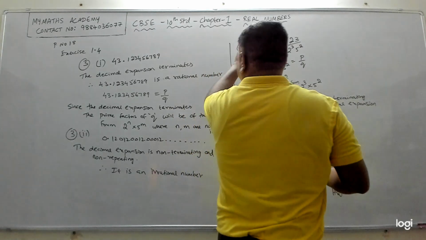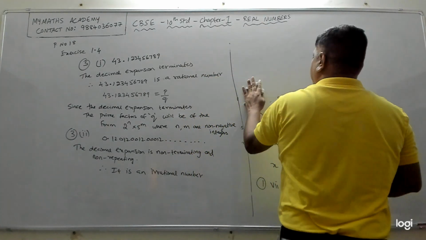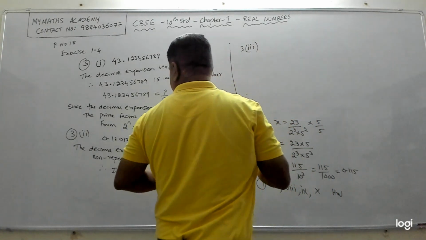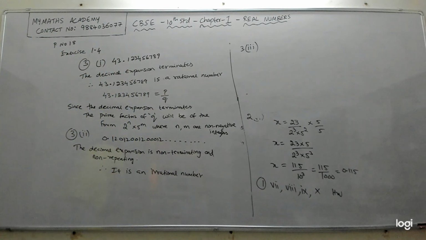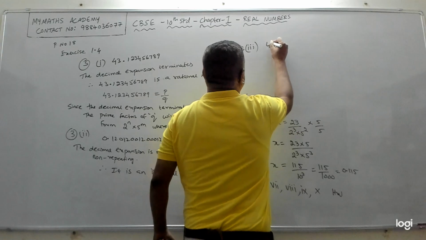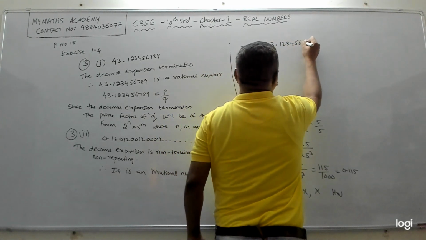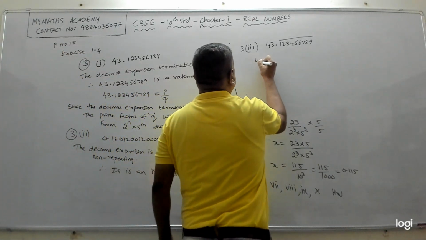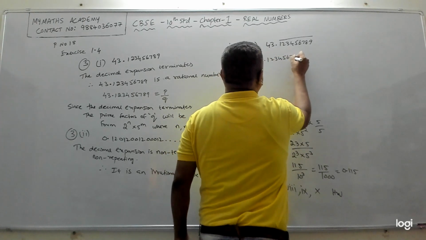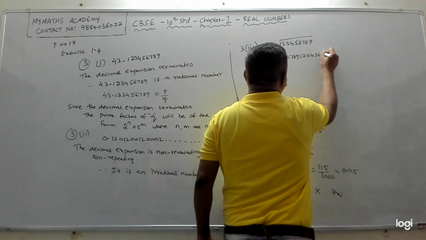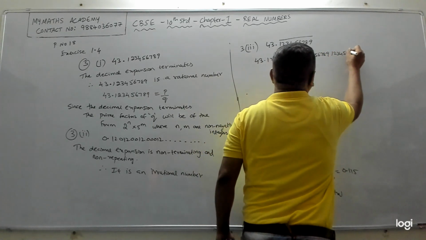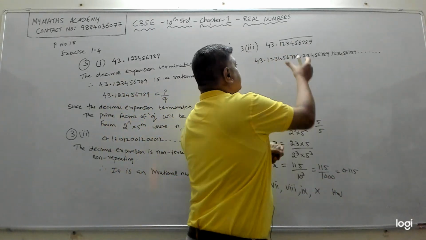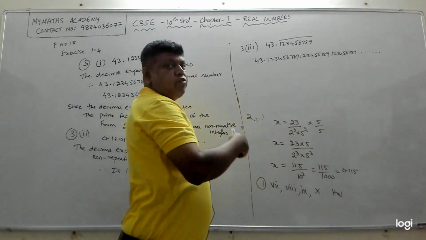Now the third part. So what is it? That is 43 point. The number is 43.12345678 bar. The moment we say the bar, it means it is like this: 43.12345678 1, 2, 3, 4, 5, 6, 7, 8, 9, 1, 2, 3, 4, 5, 6, 7, 8, 9, and so on. Bar means this set is repeating and it is non-terminating.